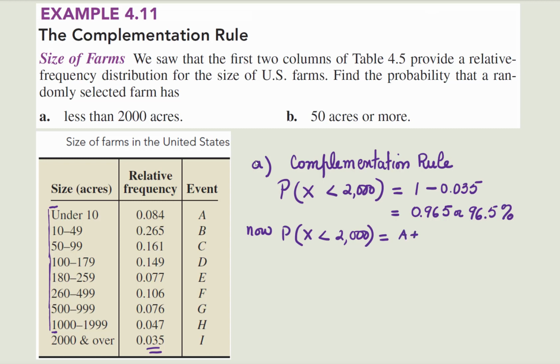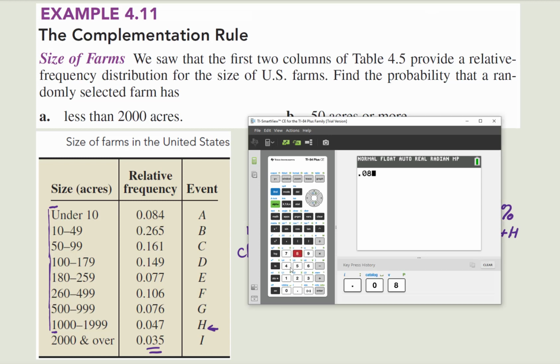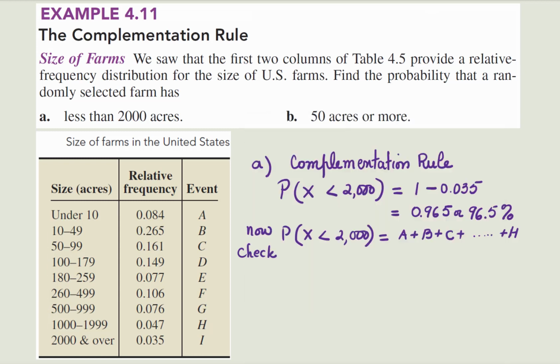Now, the direct way to calculate P of X under 2000 acres would be to just add A plus B, the events, plus C until we reach H. Now we can easily check that with a calculator. With our TI-84, we're going to enter the data: 0.084, 0.264, 0.161, and so on and so forth until we reach 0.047, and we should get the same answer, 96.5.